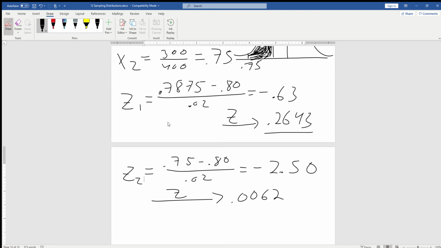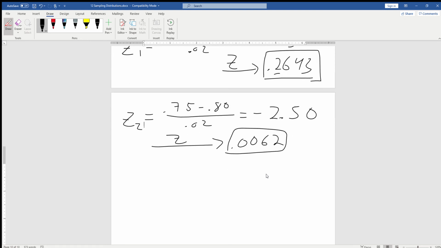Finally, to find the area between, we are going to take the area from Z1 and subtract the area from Z2, which is 0.0062. So the total area is going to be 0.2643 minus 0.0062. All right, if we do that, 0.2581, I think. I'm going to write it there. I'm going to verify it using my calculator. 0.2581. All right, that's our final solution.